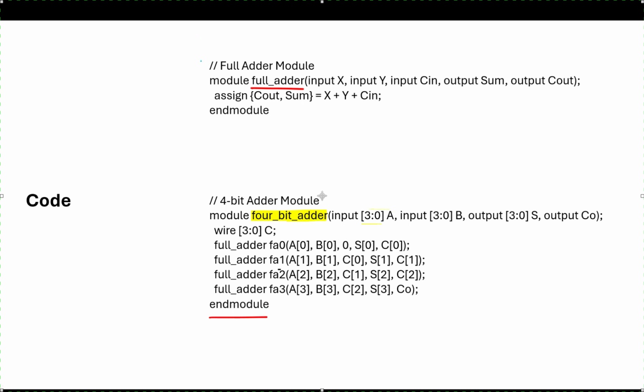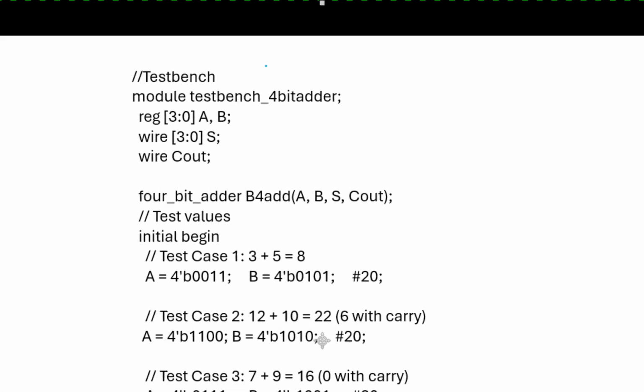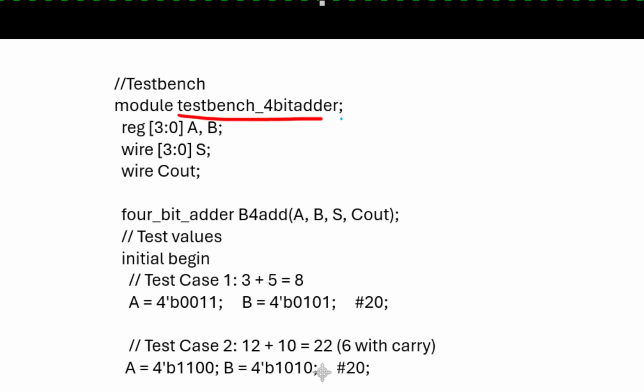So this is how your 4-bit adder module looks. But to test whether this is correct or not, does this work the way it is supposed to, we also need to create a test bench, right? So in this test bench, we will be giving different combinations of A and B, 4-bit inputs, and displaying the sum and carry. This is how the test bench code looks. I'm calling this module testbench_4bit_adder.